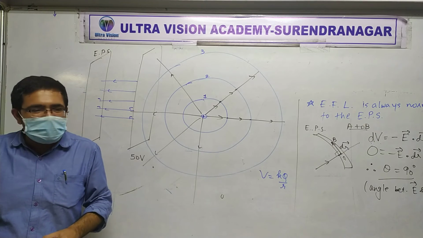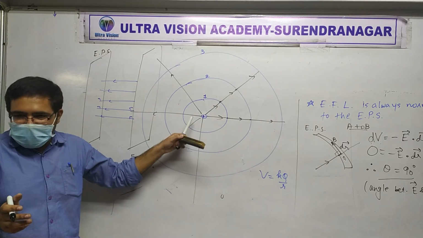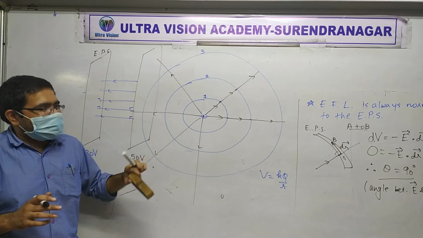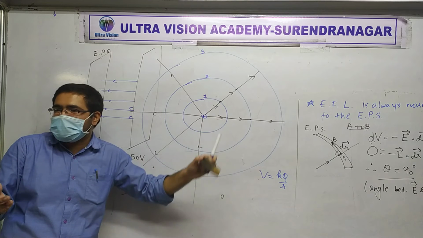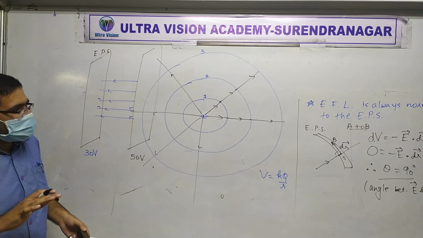Math students, of course. Clear? Understood what I said? And again, like I said, field lines are pointed from higher potential towards lower potential.